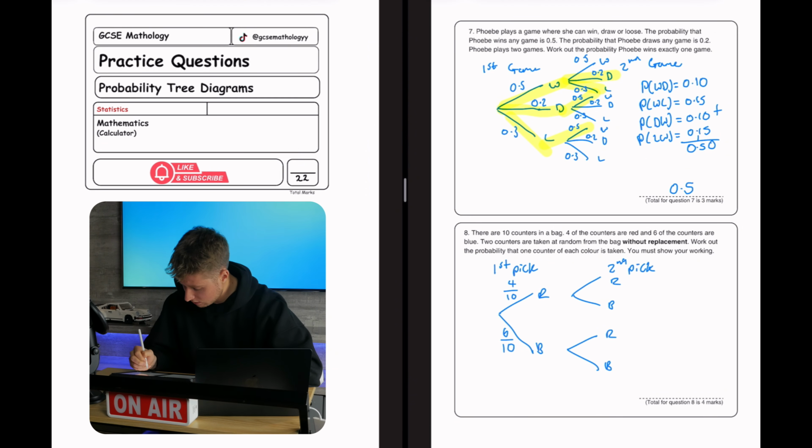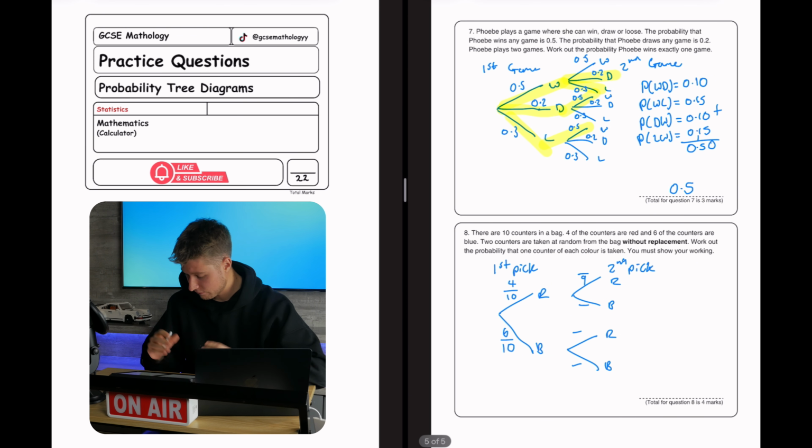So if we've already taken 1 counter, say that is red, then that means there'll be 1 less counter. So the total now will be out of 9 because it's without replacement. So you take a counter out of the bag. The first lot had 10 counters, you take 1 out, that means there will be 9 left for the second pick. Now, if you've already taken a red counter out, that means that the probability for the second pick that a counter will be red is 3 out of 9. So it's deducting 1 from the numerator and the denominator.